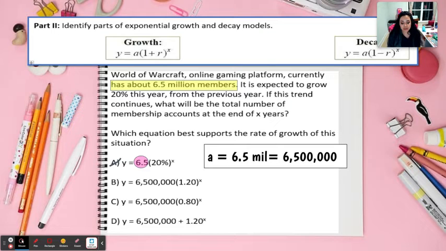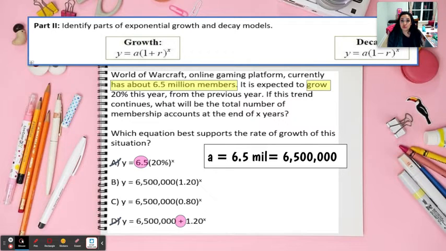It does something interesting. There's a plus sign in between the 6,500,000 and the 1.20. We haven't looked at exponential functions like this and won't be looking at exponential functions like this in Algebra 1. So I can automatically mark out D as incorrect, since that is not something we've done in class. So let's move on.